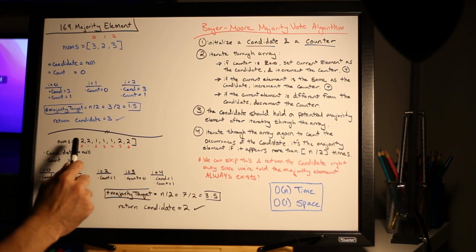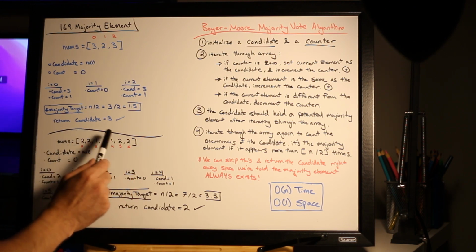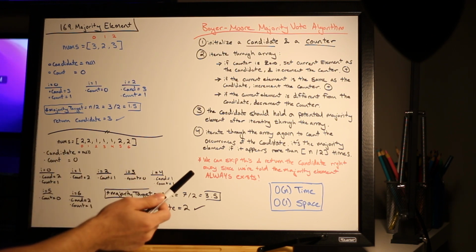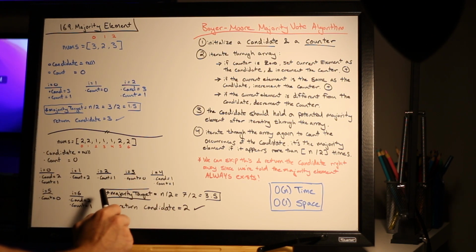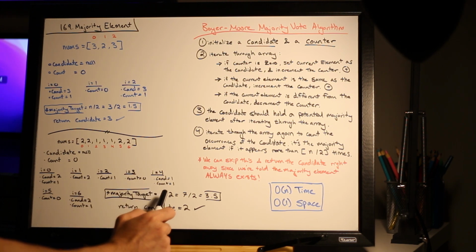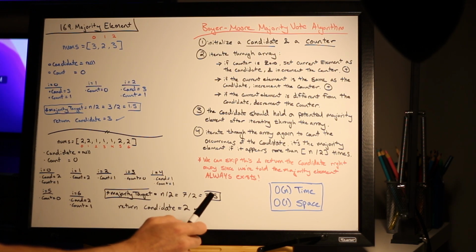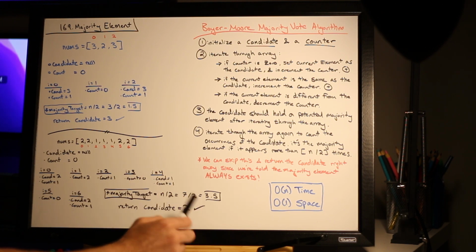And it does. We know from this, even just counting this by ourselves, 2 appears 1, 2, 3, 4 times. And there's 7 elements in the array, so that occurs more than n over 2 times. We can confirm that with our majority target, which is just n over 2, 7 over 2, 3.5. As long as the candidate appears greater than 3.5, or greater than or equal to 4 times, then we can just return that candidate, and it does. So there we go.